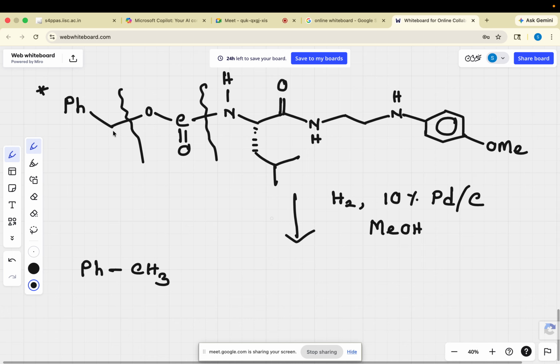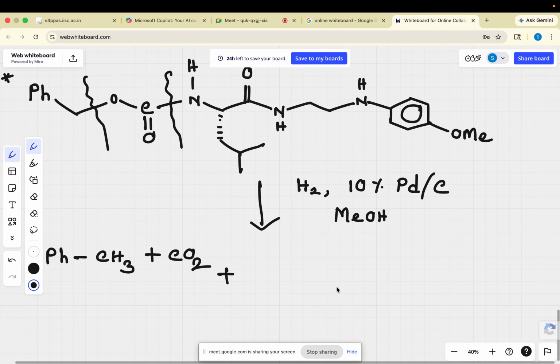See, PhCH2 you are breaking, so hydrogenation means you add one hydrogen this side, one hydrogen this side. Not to think like that, but basically you will get this toluene product, and CO2 is releasing from here. When the gas is releasing, it becomes a thermodynamically favorable process, because carbon dioxide gas is releasing.